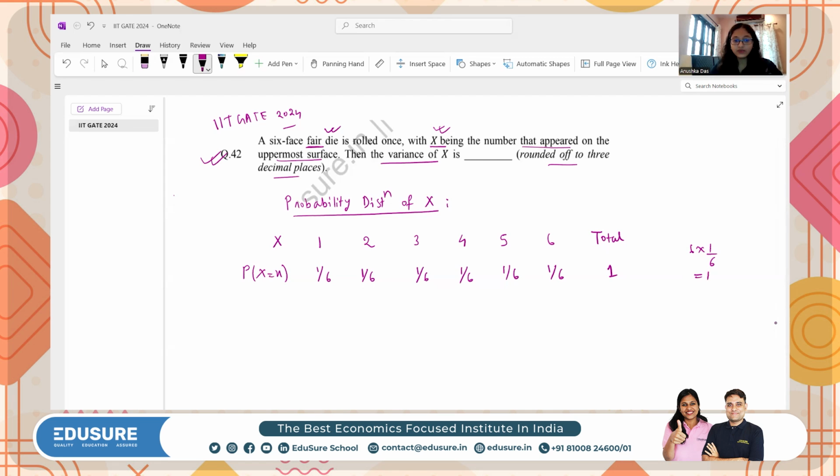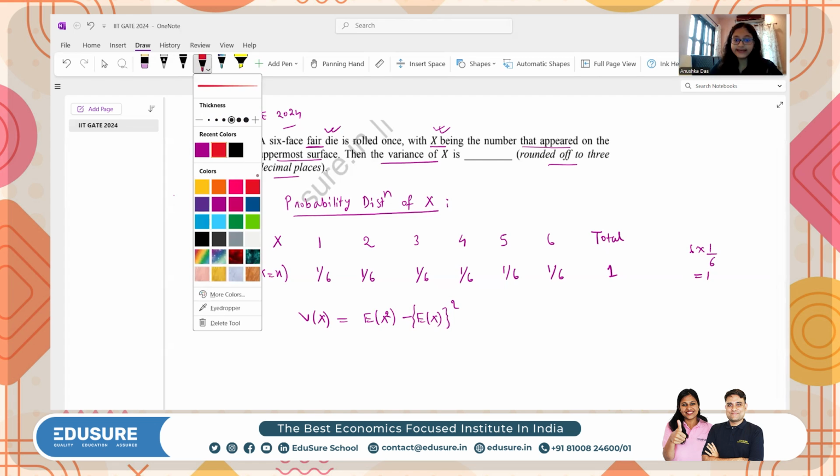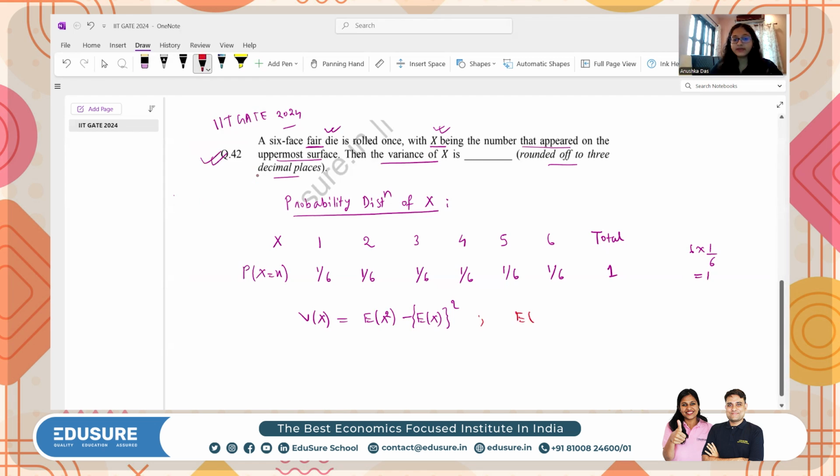Now, for variance, what is the formula for variance? Expectation of x square minus expectation of x whole square. So this is what you want to find. So you have to find out 2 things. Firstly, you need to know the expectation, and also you need to know this quantity, expectation of x square. So let us find this quantity first.